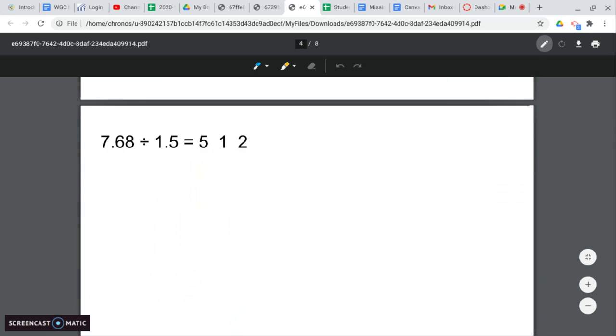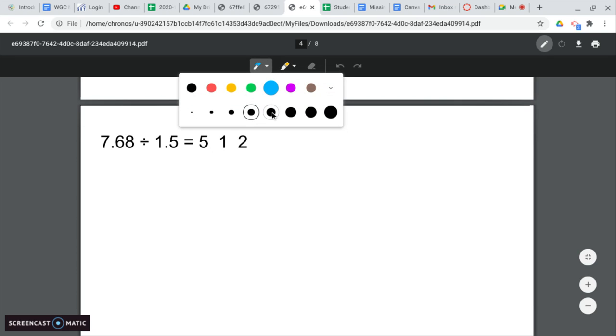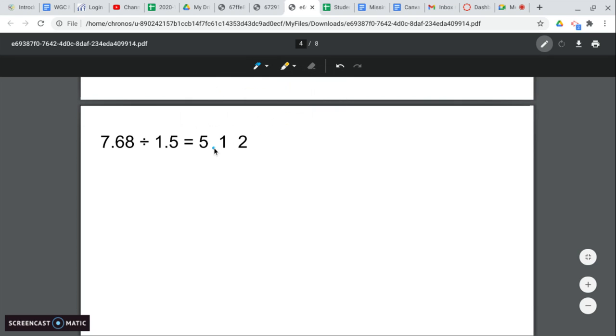All right, so we have 7.68 divided by 1.5, and it equals 512. We need to figure out where this decimal is going to go. If we were taking 7 and dividing it by 1, we would get 7. I was looking at the 5 here. So we know it should be around 7, which means our decimal should go right here. So it's 5.12.